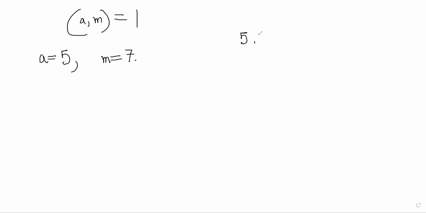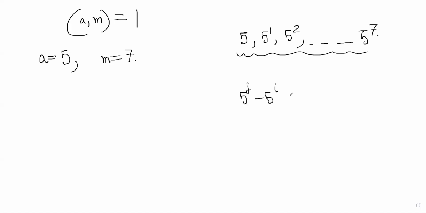So using the example of 2 and 3, we are getting the proof. Similarly, you could take another example, where a and m are co-prime. Let's take a as 5, m as 7, and let's think of the set 5 power 1, 5 power 2 till 5 power 7. You will be able to show that there must be at least two integers here such that 5 power j minus 5 power i will be congruent to 0 mod 7.